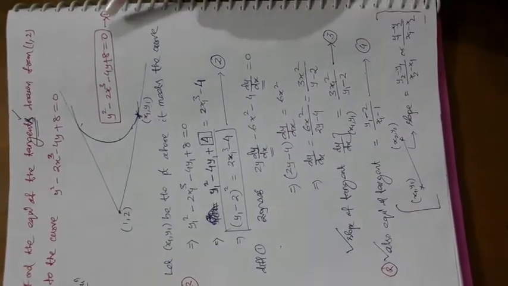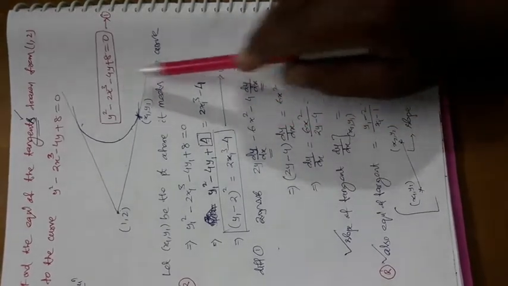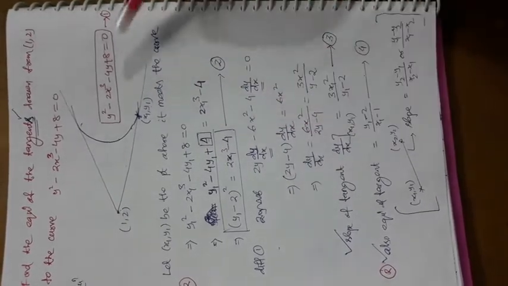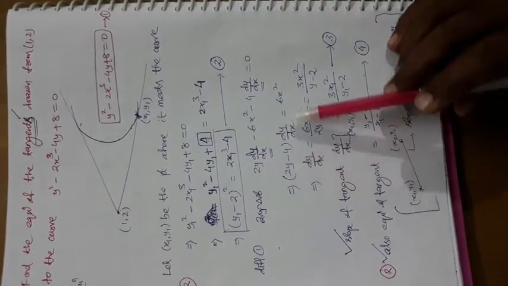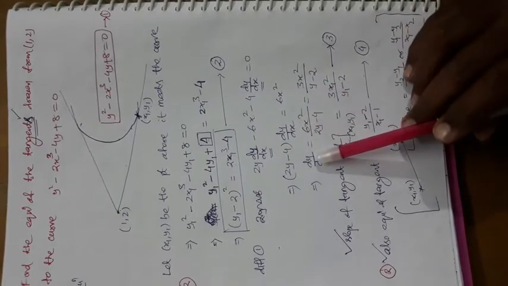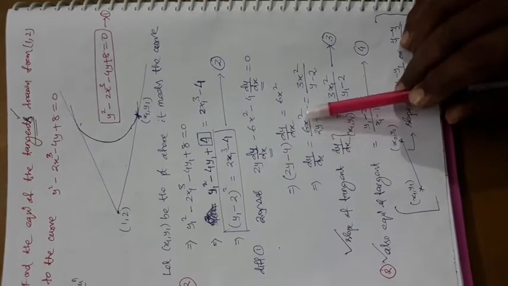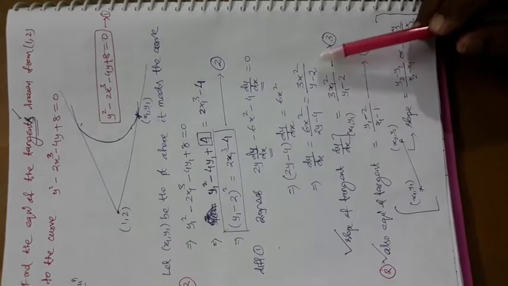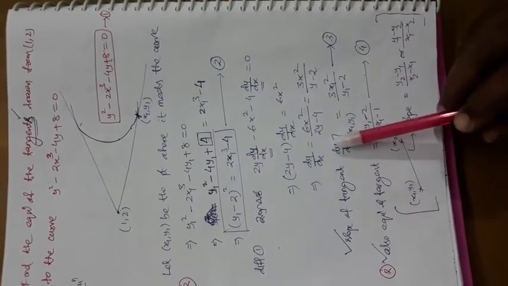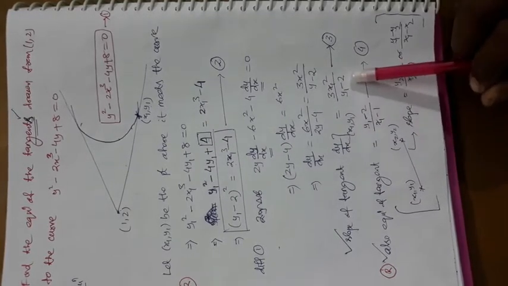Differentiate equation 1. Now it is equation 1. Differentiating, you get 2y dy by dx equals 6x square minus 4 dy by dx, and the derivative of 8 is 0. Now 2y minus 4 into dy by dx is equal to 6x square. So dy by dx is equal to 6x square by 2y minus 4. Now take 2 common in numerator and denominator, it becomes 3x square by y minus 2. The slope of the tangent is dy by dx, putting x1 y1, it becomes 3x1 square by y1 minus 2.